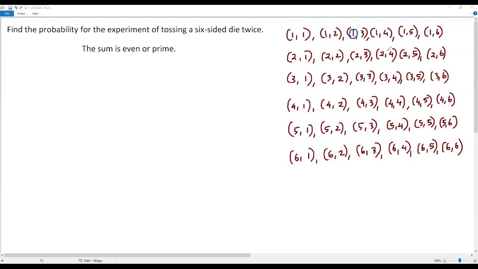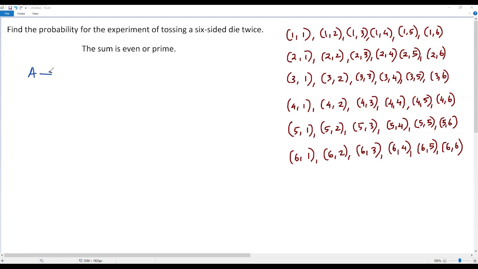In this way, we write 6 outcomes in the first row. In the second row, we get number 2 the first time, number 1 the second time we are tossing the die. So in this way, we have 36 outcomes. That is 6 outcomes in each row, so there are 6 rows. So this is a sample space. Okay, now our aim is to find the probability of getting a sum that is either even or prime.